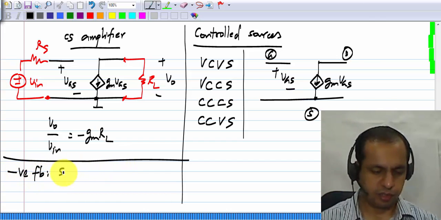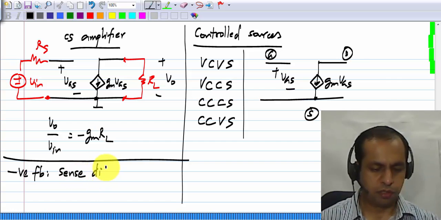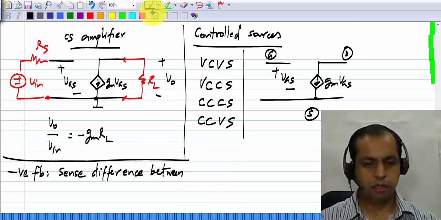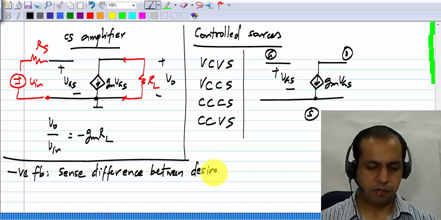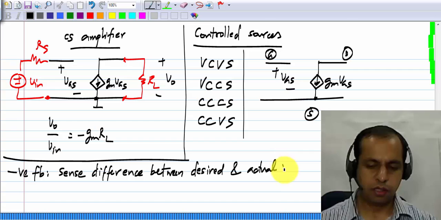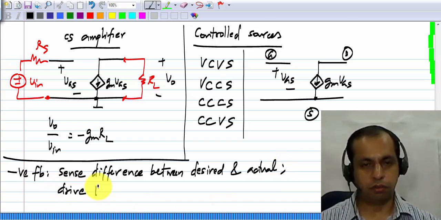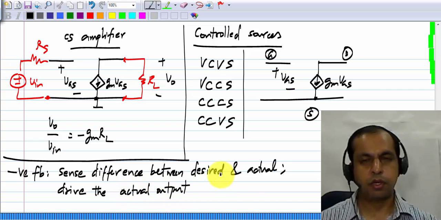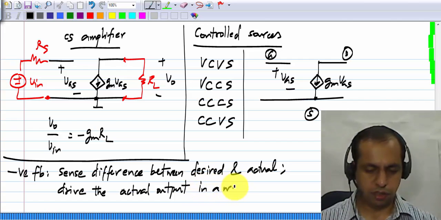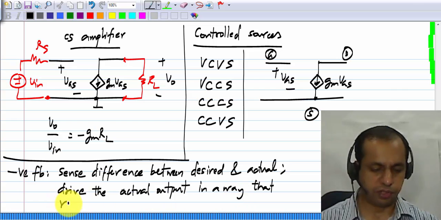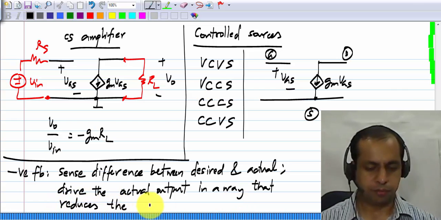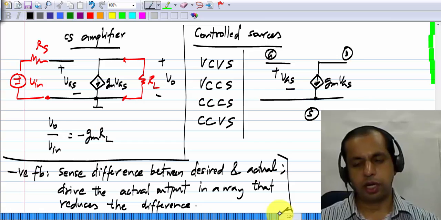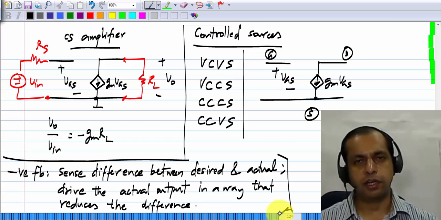Negative feedback means that you sense the difference between some quantities, I'll say desired and actual, and you drive the output, that is the actual output, in a way that reduces the difference. So that is negative feedback. That is, you drive the output in a way that reduces the difference between the desired and actual output.